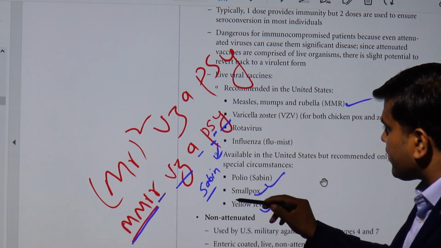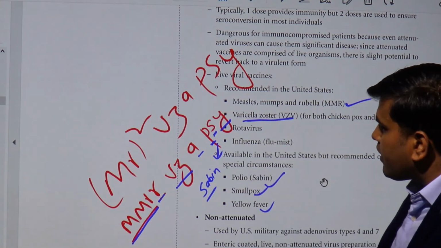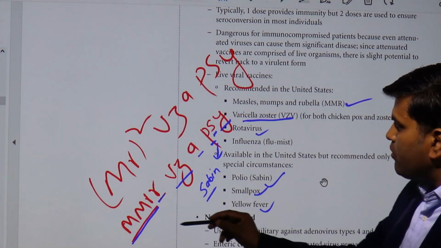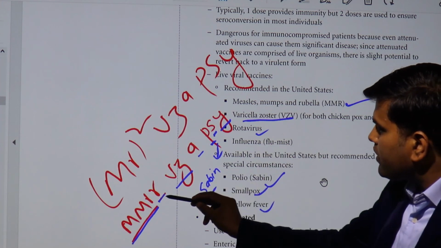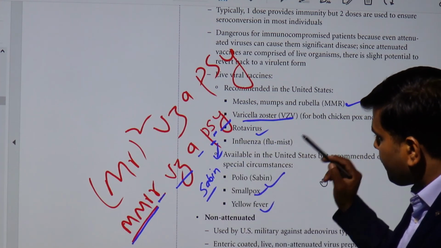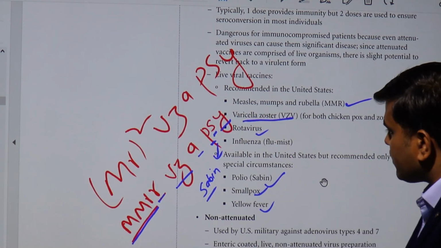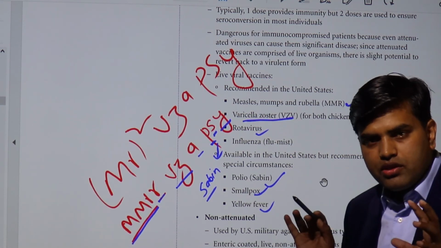Adenovirus is also a live attenuated virus. Varicella zoster is also a live attenuated virus. Measles, mumps, rubella is there. Rotavirus is there. You have varicella zoster. You have adenovirus. You have polio. You have smallpox. You have yellow fever. So this is my formula to remember these organisms.